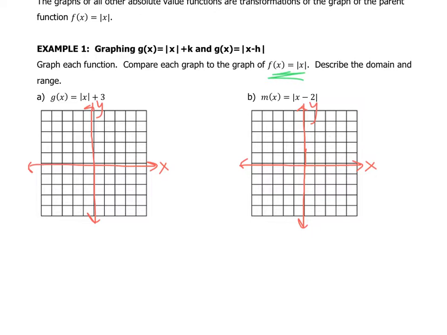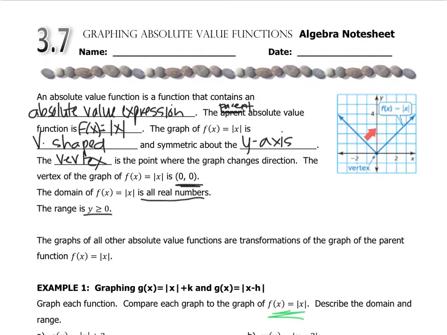So we can just look at this graph, which is absolute value of x, in order to help us answer these. What I want you to remember from the last lesson is that when you have a number outside the absolute value symbol, it shifts it vertically. So this is going to be the parent function that you see up here, only it's going to be shifted up 3. So let's graph it.